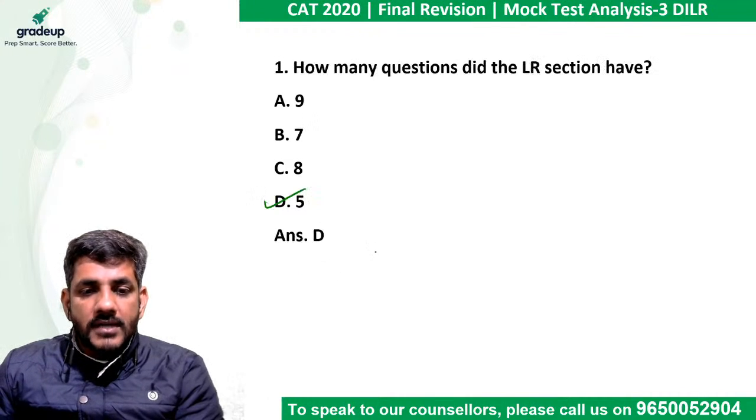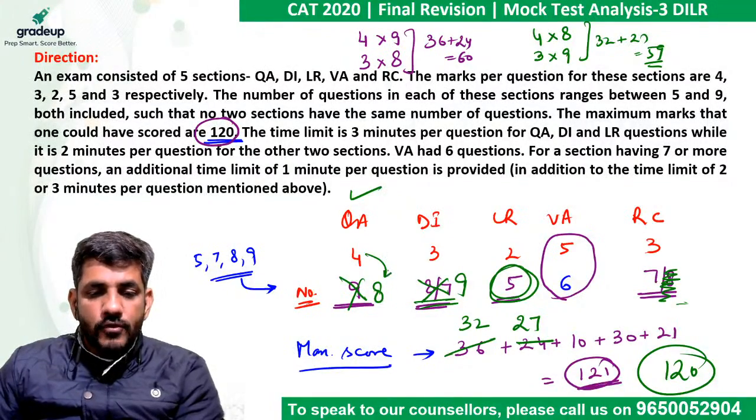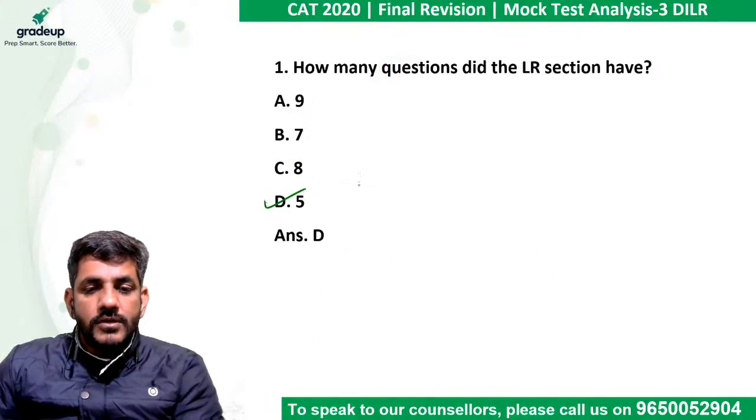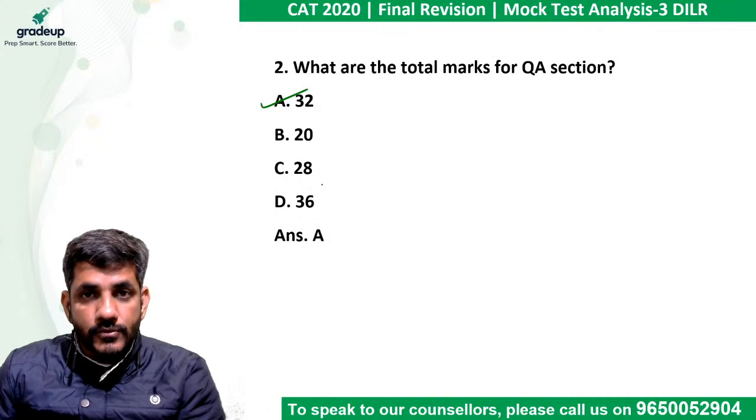What are the total marks for QA section? तो QA section के marks आप देखिए कितने आ रहे हैं? It is 4 into 8, that is 32. So therefore the answer for the second question is option A, 32.